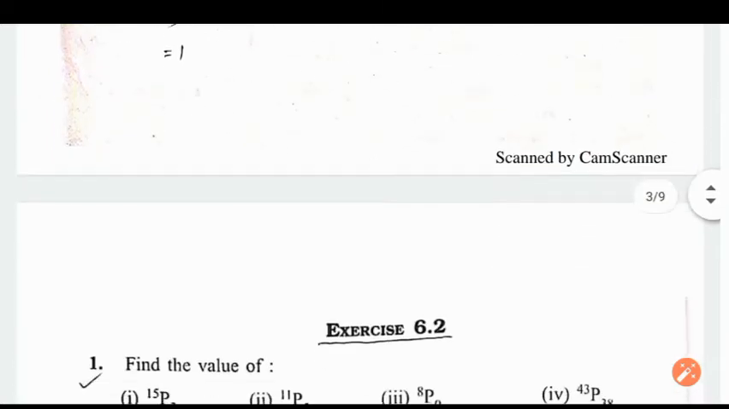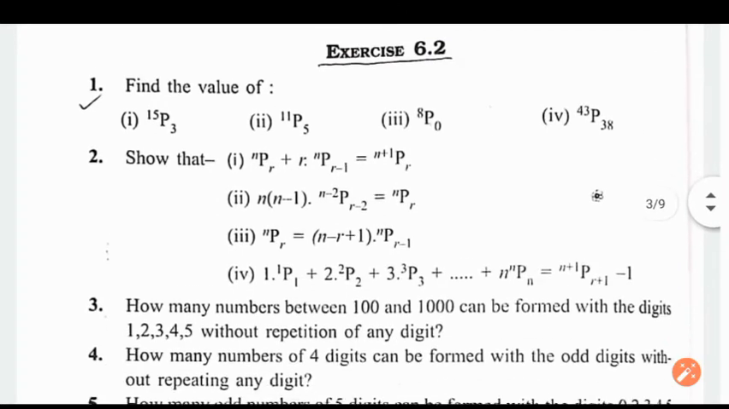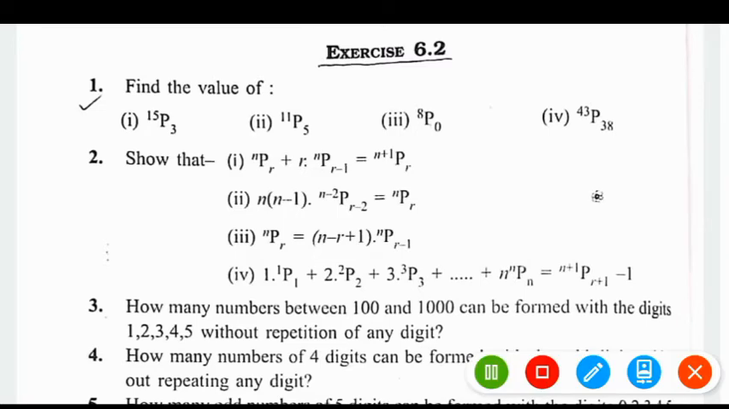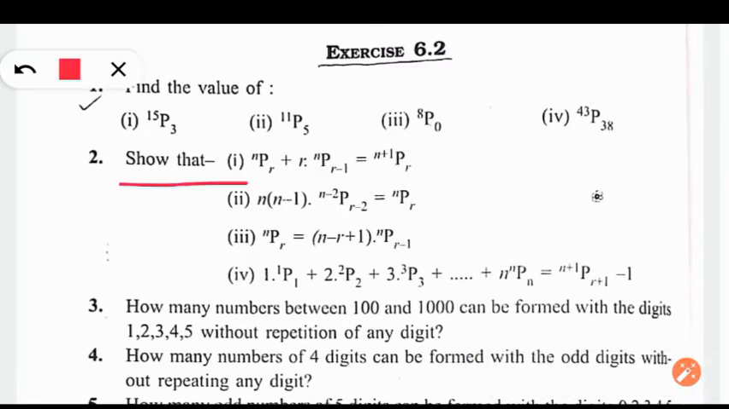Now let's do the next one. In question number 2, we have 4 subparts, in which we are required to show that this is equal to this is equal to this, right? So let's see.